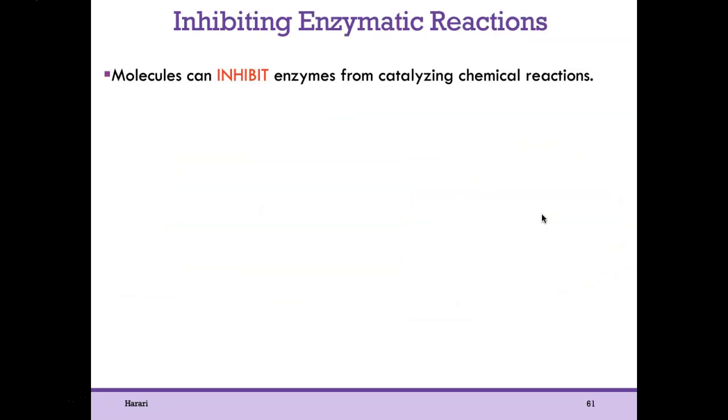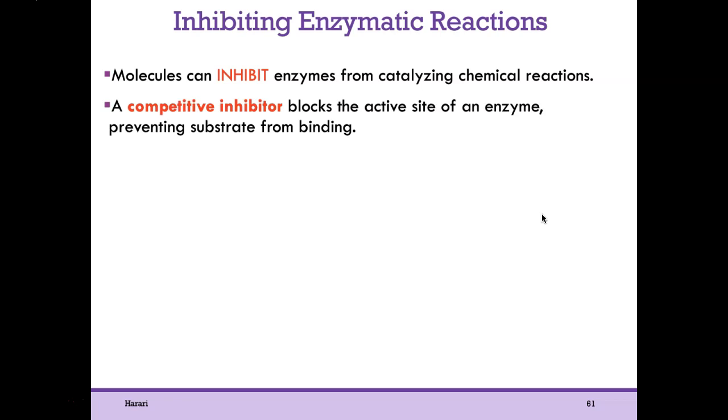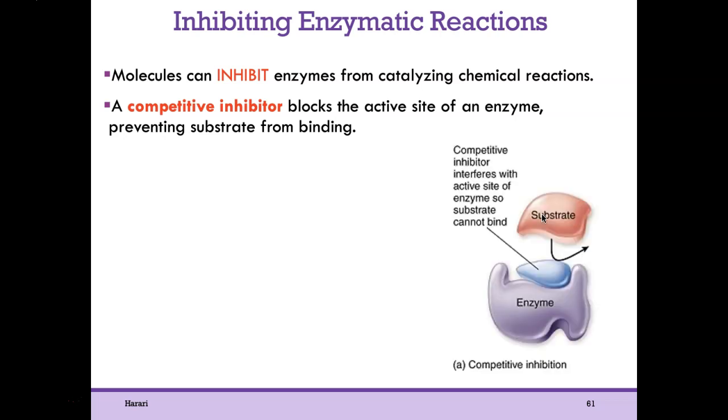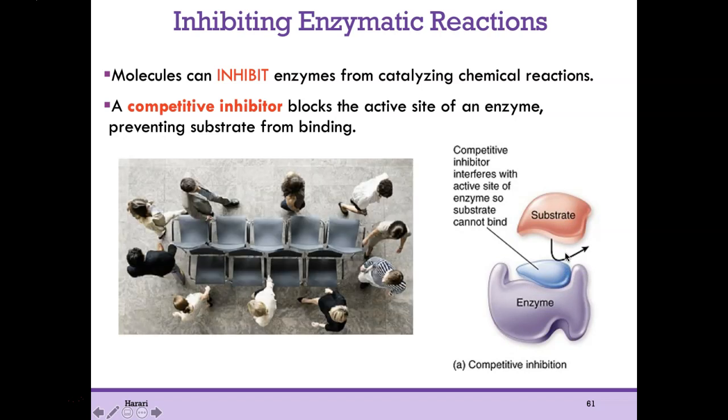So cofactors can help activate enzymes, but other molecules can inhibit enzymes from catalyzing chemical reactions. And there are 2 types of inhibitors we'll talk about. One is called a competitive inhibitor, and that blocks the active site of an enzyme, preventing substrate from binding. So a competitive inhibitor competes with the substrate because it binds to the active site. And if you block the active site, then a substrate can't bind to it.